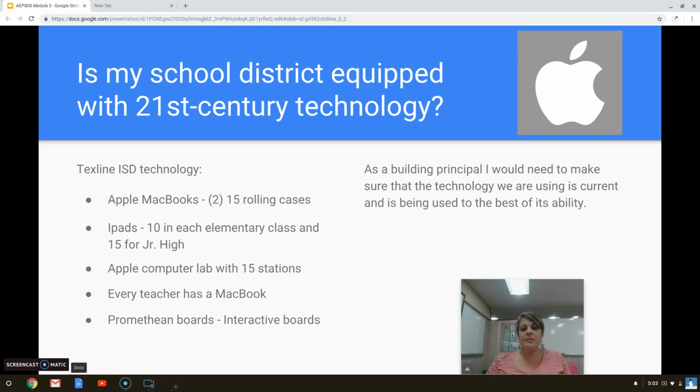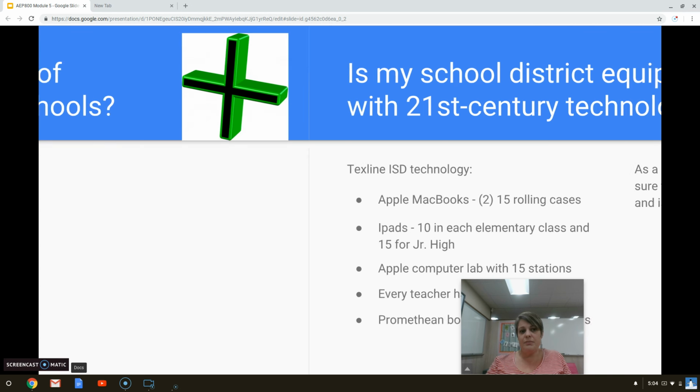As a building principal, something that I feel would be very important is to make sure that technology is being used in a current way that is best for the students. And we need to make sure that it's being used to the best of its ability, that we're getting everything we can out of it.